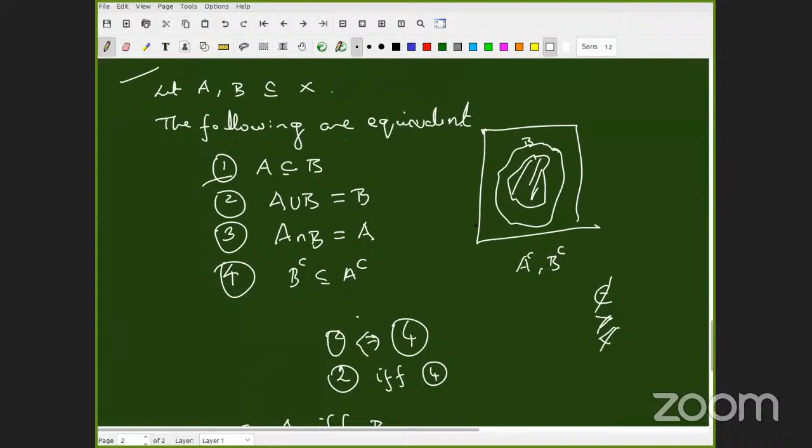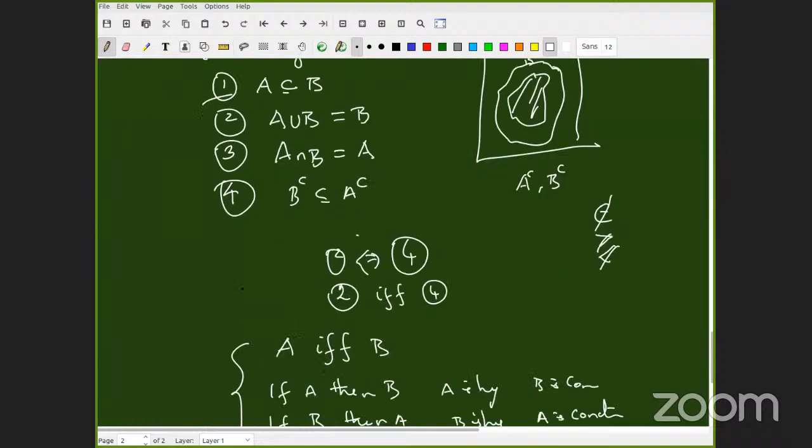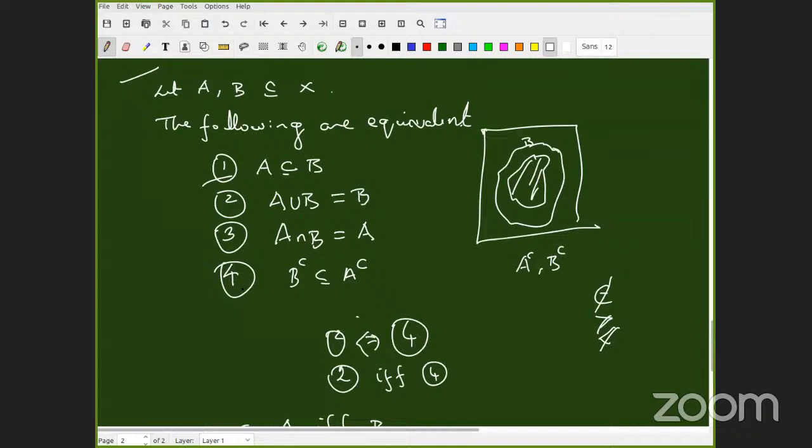So I assume 1. See, look at what I have to prove. I have to prove 1 if and only if 3. Please, all of you listen. I'm not going to write. See, the rule is also for me. So what is the hypothesis? 1. A is a subset of B. What I have to prove? 3. A intersection B equal to A.